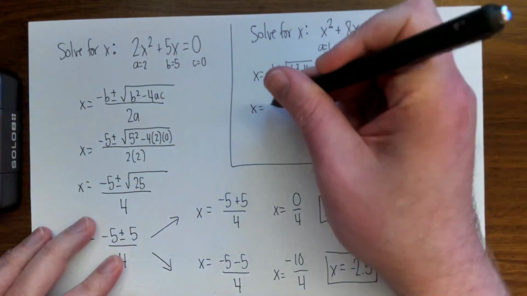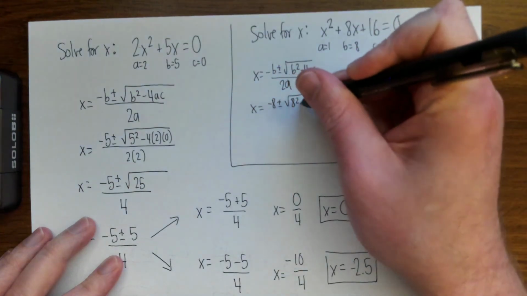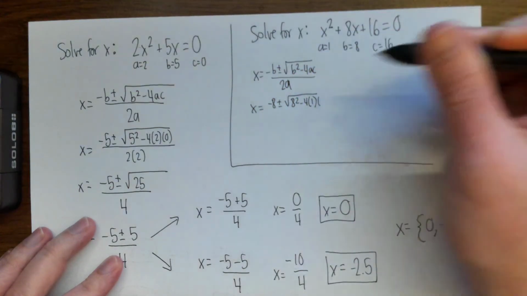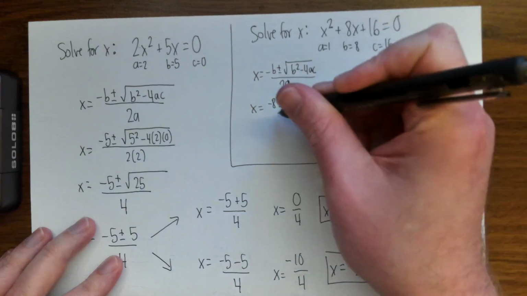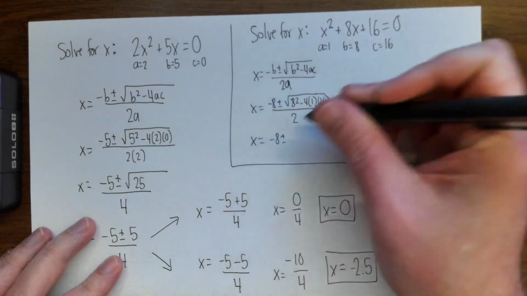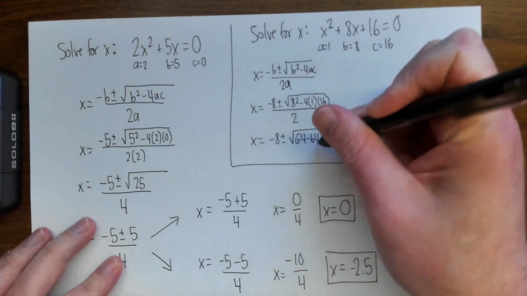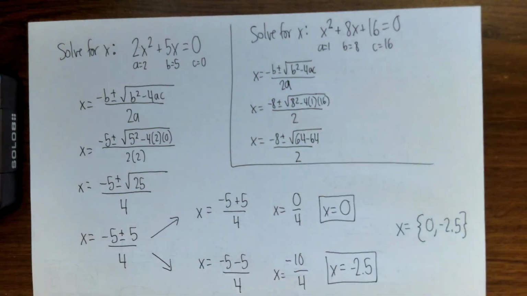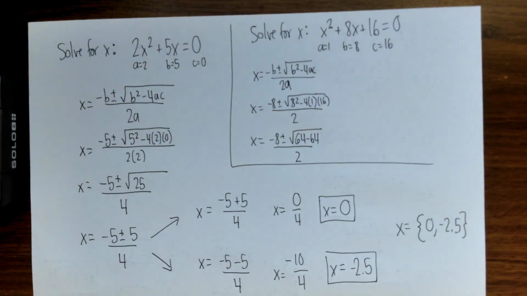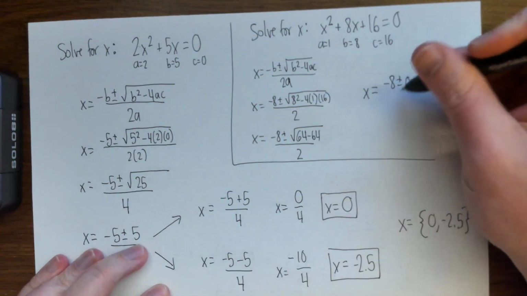So in this problem, we're going to have negative 8 plus or minus the square root of 8 squared minus 4 times 1 times 16 all over 2. So negative 8 plus or minus the square root of 64 minus 64 all over 2. Hey, look at that. 64 minus 64. That's going to cancel out the entire square root sign. So we're just going to be left with x is equal to negative 8 plus or minus 0 all over 2.